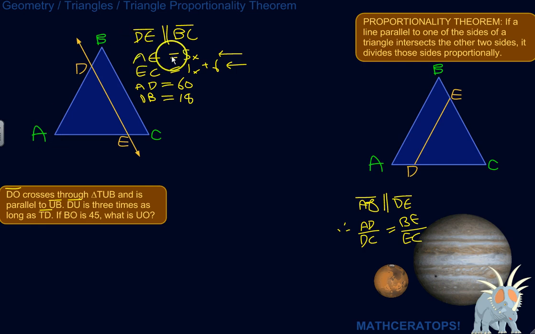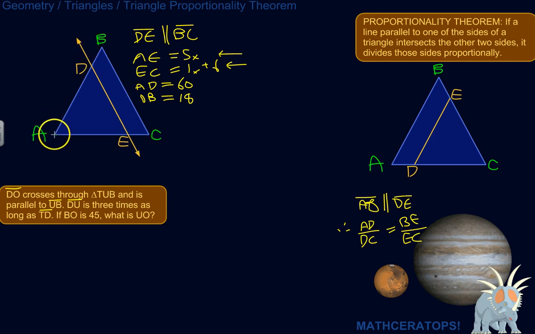So if AE, I called it EA, either way, AE is equal to 5x, EC equals 1x plus 6, AD is 60, DB is 18. How can we apply this theorem and this information that we're given to figure out first what x is and then what the lengths of AE and EC are? Well, this divides the sides proportionally.